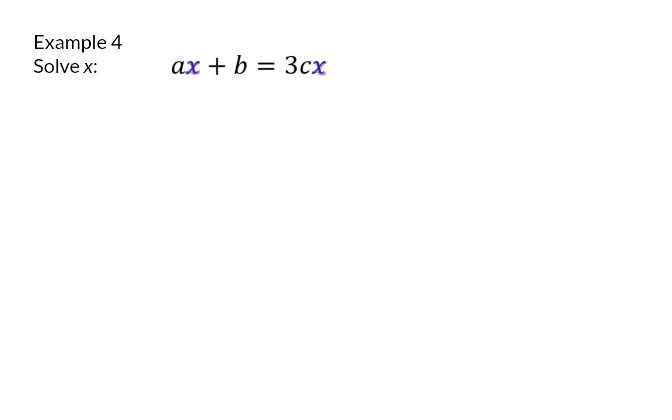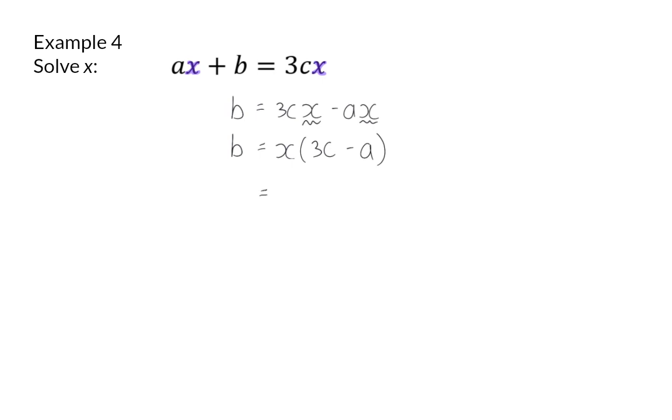So if the letter that you want to make the subject occurs in more than one term, you will have to factorize to ensure that you have all the x's in one term. So firstly, I'm going to get all the x terms on one side by subtracting ax on both sides of the equation. Next, I can take out x as a common factor, and then I will be left with 3c in my first term and minus a in my second term.